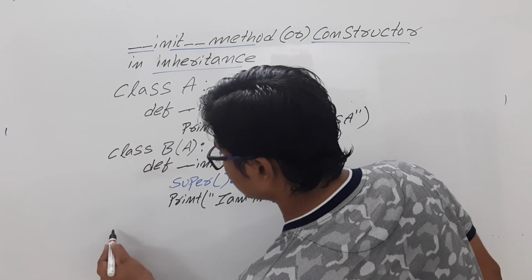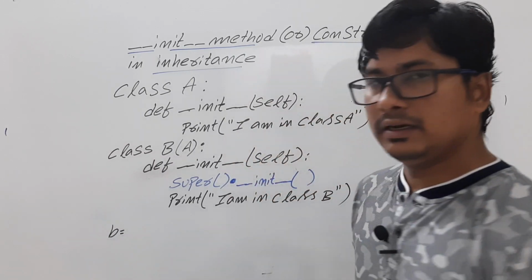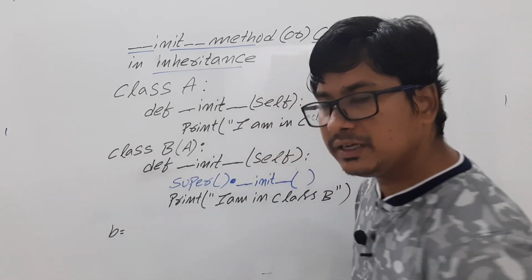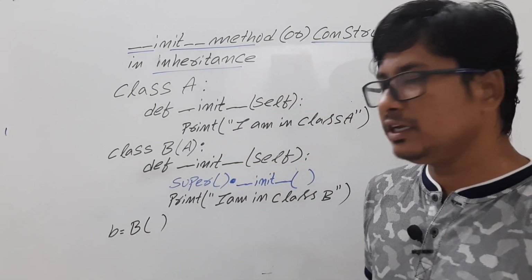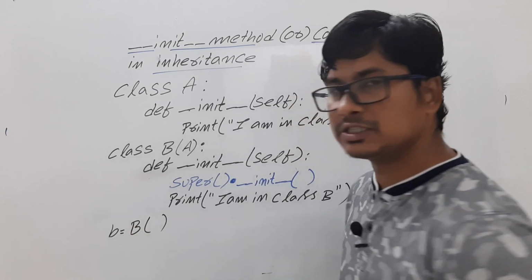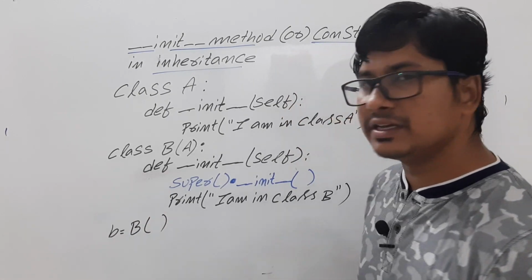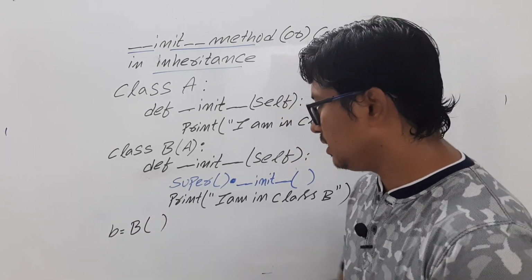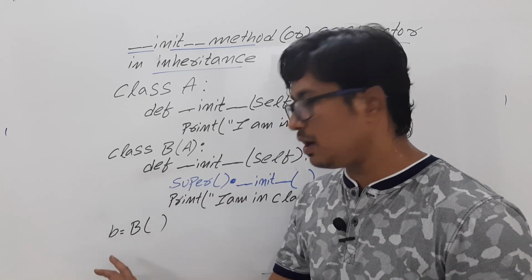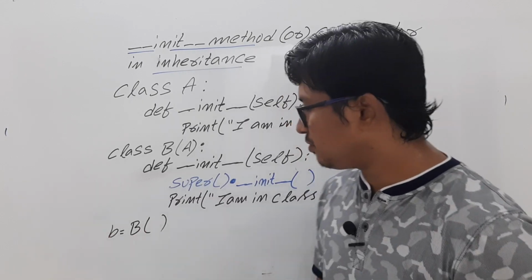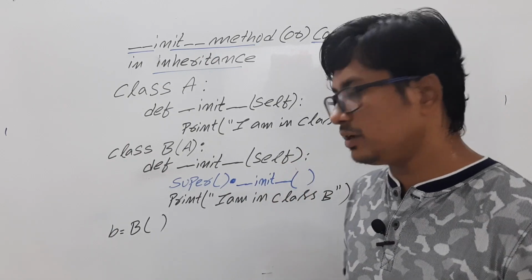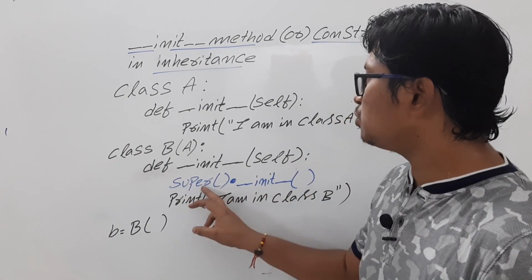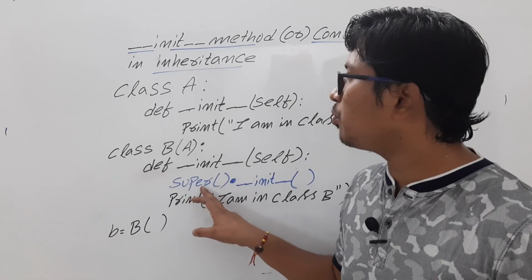Now let's take that I am writing a statement small b is equal to capital B, meaning I am creating an object called b for the class B. In this case, what will be the output you will get? Once you have created an object for the class B, the init method will be automatically invoked. Now the first statement is super. I already told you one point.